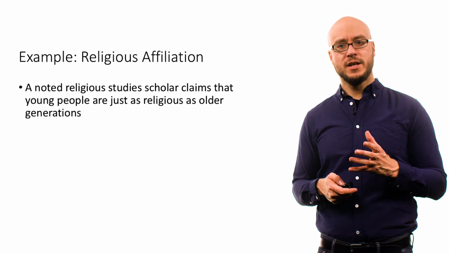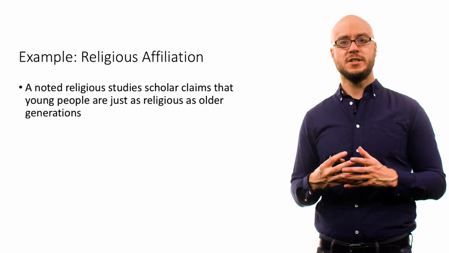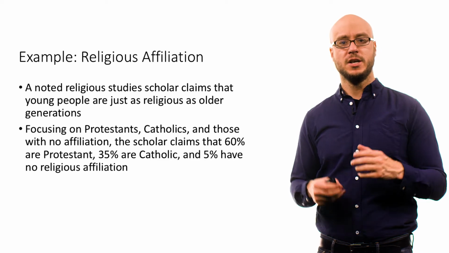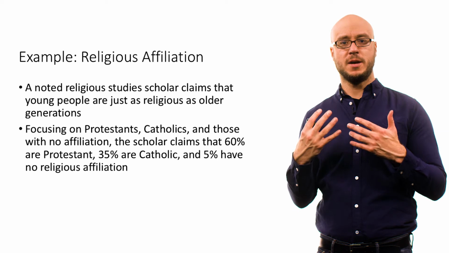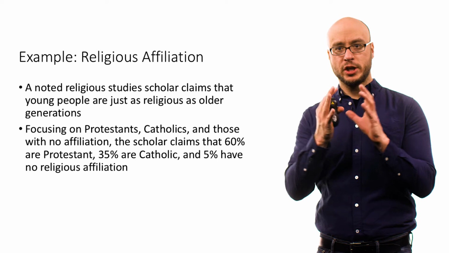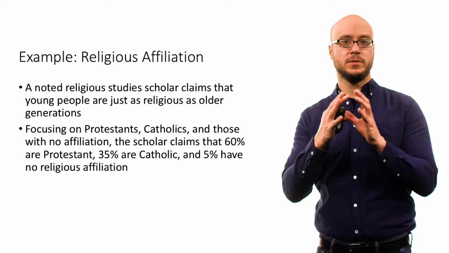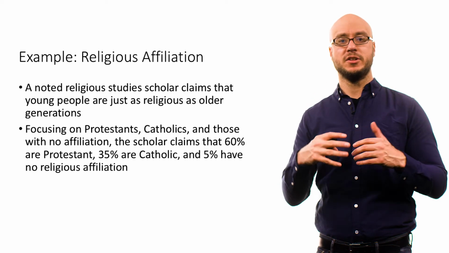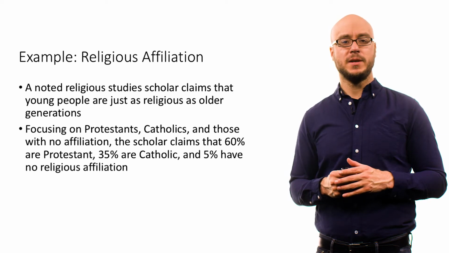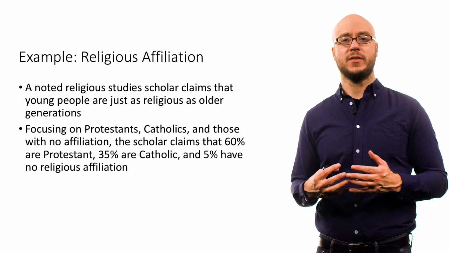Let's look at religious affiliation. Suppose a noted religious studies scholar is claiming that young people are just as religious as older generations. So this analysis will focus on people who identify as Protestants, Catholics, and those with no affiliation. So we're looking at a subset of people's religious identities. But this scholar is claiming that 60% of young people are Protestant, 35% are Catholic, and 5% have no religious affiliation.